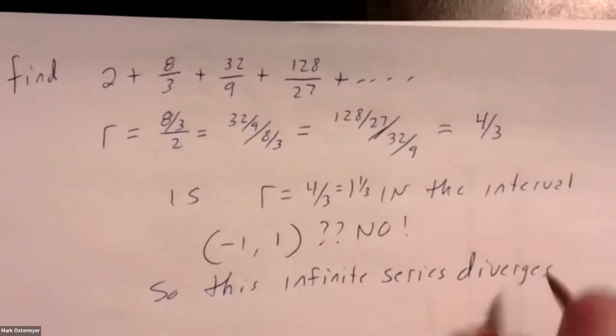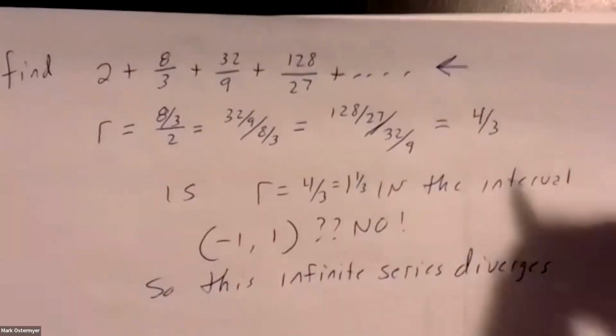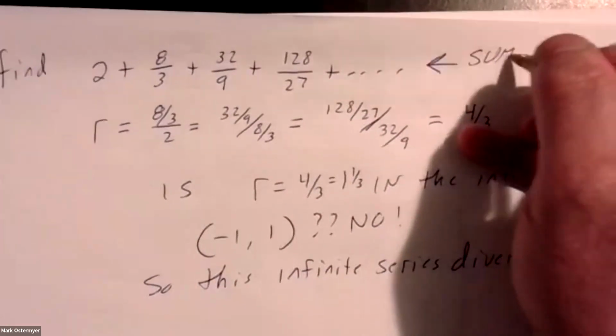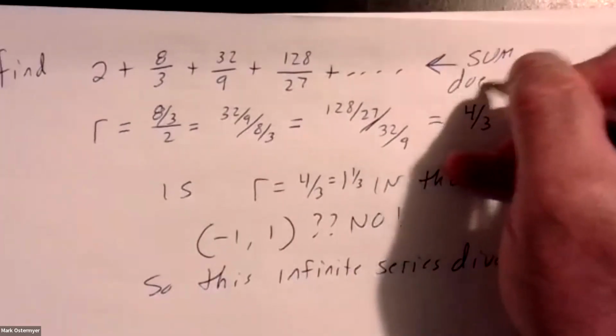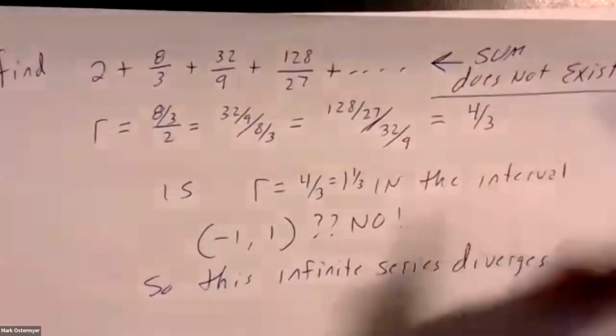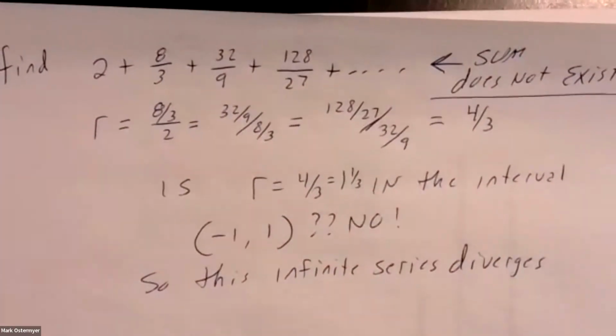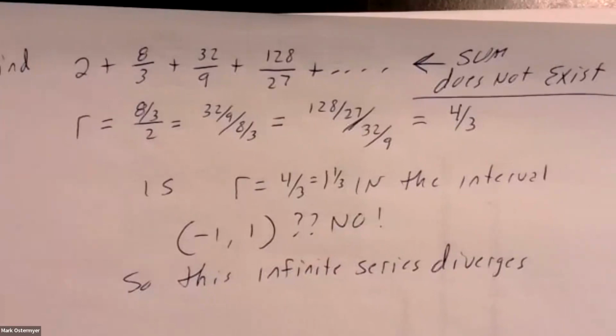And since it diverges, this sum does not exist. So we're wasting our time trying to find it. You cannot even use your infinite sum formula on this one. That's a divergent infinite geometric series. So don't try to crank out a sum because it has no sum. It has to be a convergent geometric infinite series in order to use that infinite sum formula.